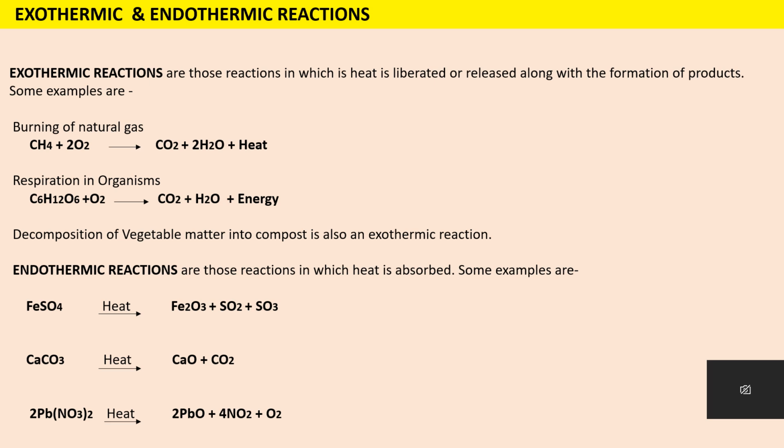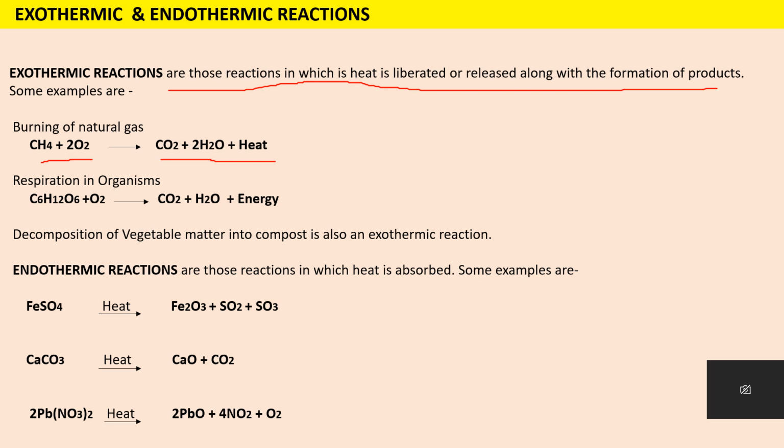Reactions can also be classified in two categories, exothermic and endothermic reactions. Exothermic reactions are those reactions in which heat is liberated or released along with the formation of products. Let us study some of the examples which are given in the NCERT textbook. The first example is burning of natural gas. In this, methane, when it combines with oxygen, produces carbon dioxide, water, and heat.